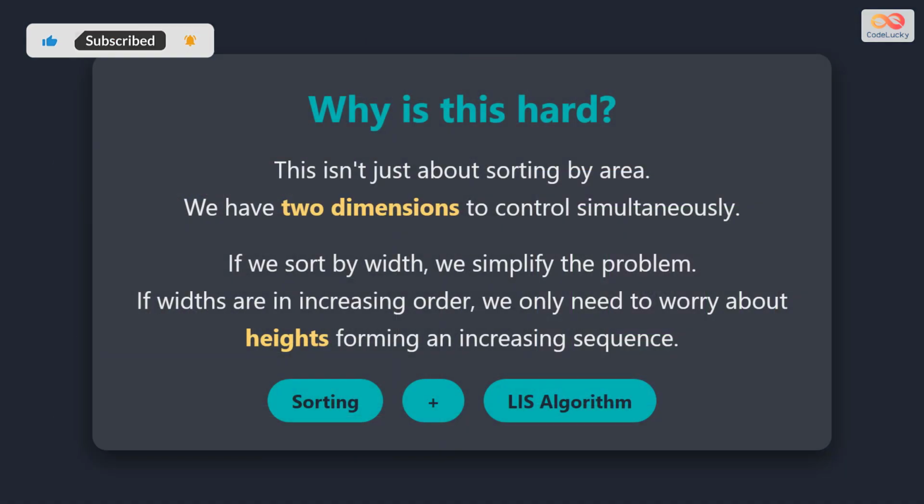This problem is tricky because we have 2 dimensions to manage, width and height. A simple sort by area does not work. We need a strategy to simplify the constraints. If we can fix one dimension, say the width, by sorting it, we effectively reduce the problem to finding a sequence where the second dimension, the height, is increasing.